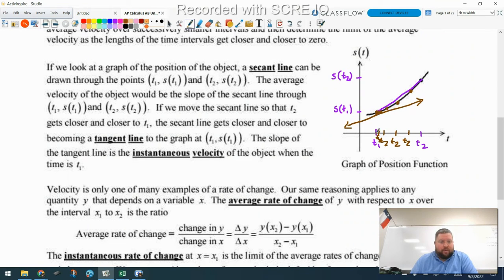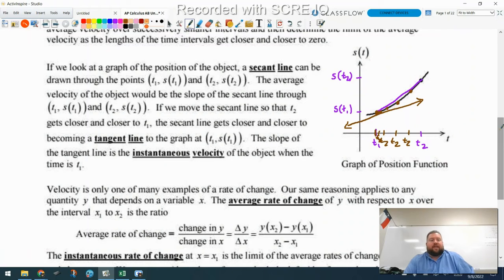The tangent line touches at that point, which is at T1 right here. Whatever the slope of that line is, that's the instantaneous velocity at that time. Okay, so that's the calculus right there. You've never been able to do this before: calculate the instantaneous rate of change of something.